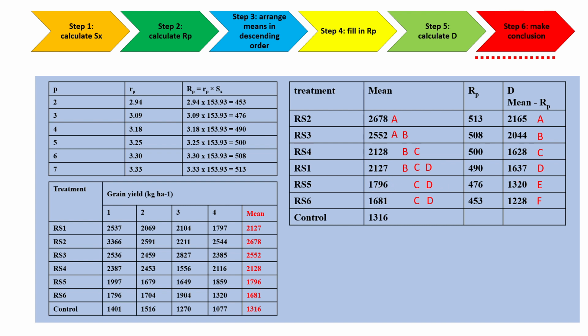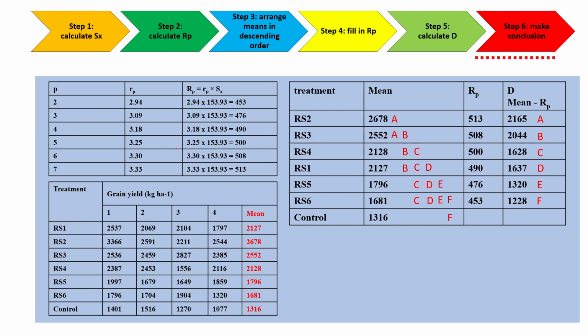1796 compared to E, yes, it's larger. Label with E. 1680 larger than E, yes. 1316 larger than E, nope. Then go to 1681, compare with F. 1228, yes, is larger. And 1316 for your control, is it larger than F? Yes, finally, it's larger than F. And you have completed all the numbering over here.